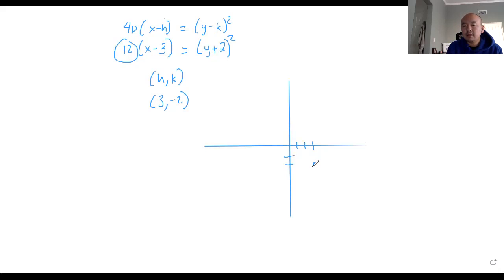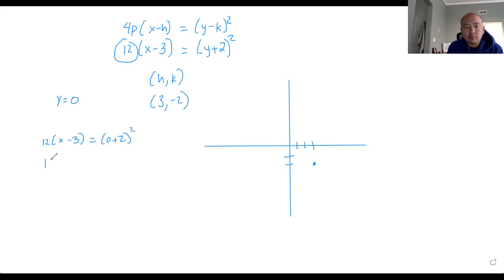The next thing is you should graph this parabola. You could do it in a few ways. Let's use 0 for x and see what comes. Oh, no, you know what? Let's do a y value. So let's put 0 for y. So it'll be 12, and then x minus 3 is equal to 0 plus 2 squared. So what I'm doing is, since y equals 0, I'm trying to find values so that I could graph this parabola.